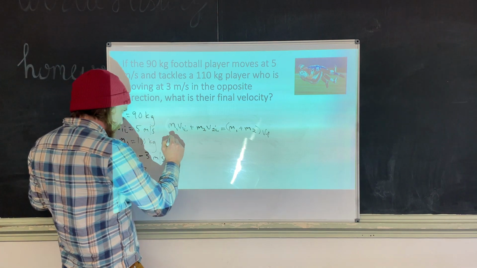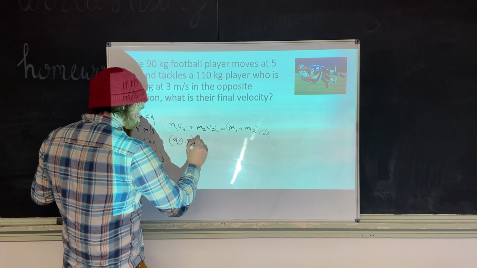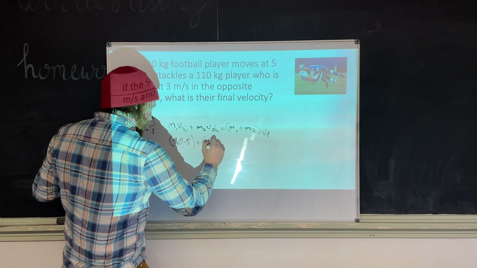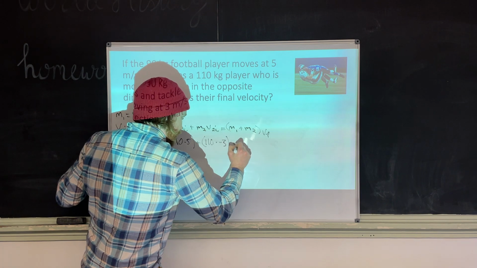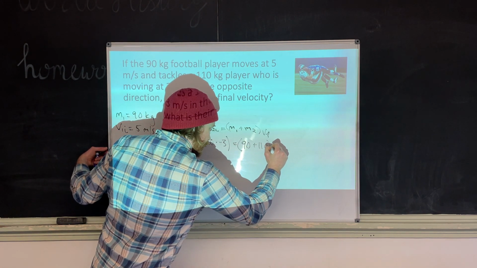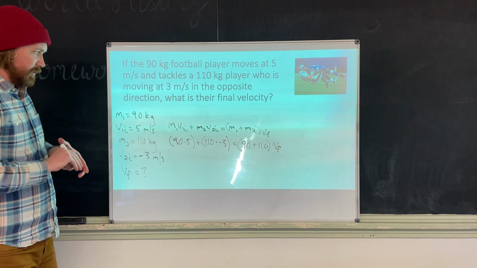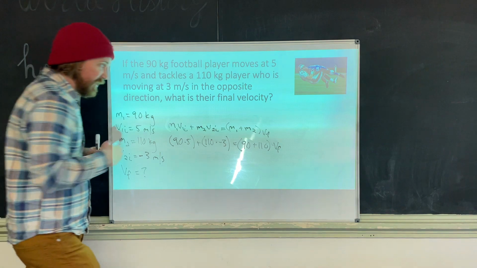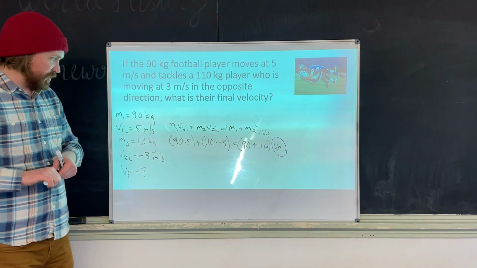Our M1 times V1I is going to be 90 times 5. Now this time we have 110 times velocity here, which is negative 3. That's going to equal mass 1, which is 90, plus mass 2, which is 110, times V final. All right, same old soup, just reheated. We want that VF by itself. But let's see how this has now changed.